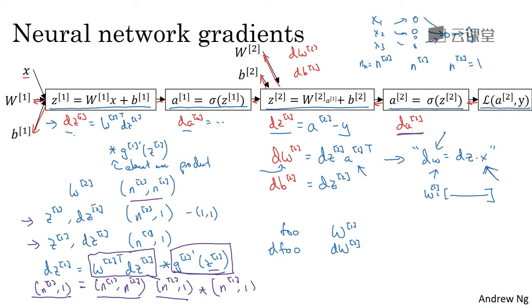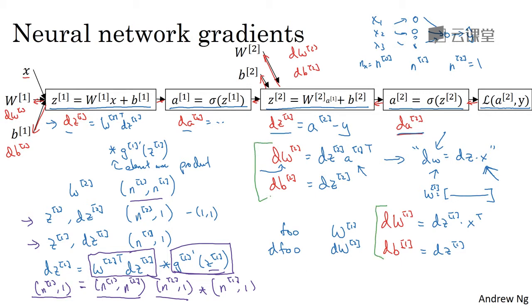Alright, so this gives us dz1, and then finally, just to wrap up, dW1 and db1, I really should write them here, I guess, but since I'm running out of space, I'll write them on the right of the slide. dW1 and db1 are given by the following formulas. This is going to be equal to dz1 times x transpose, and this is going to be equal to dz1. And you might notice a similarity between these equations and these equations, right?